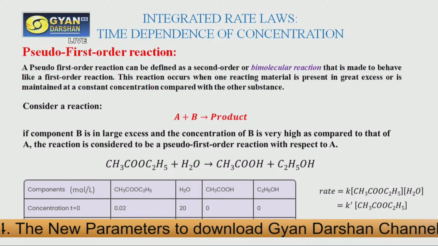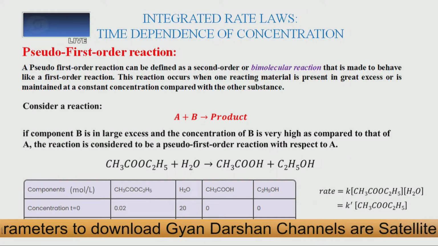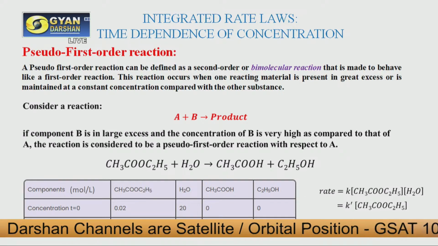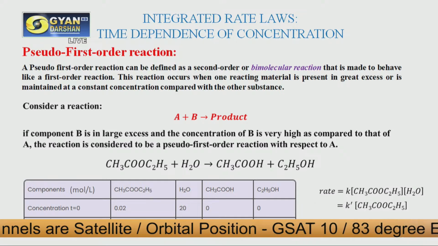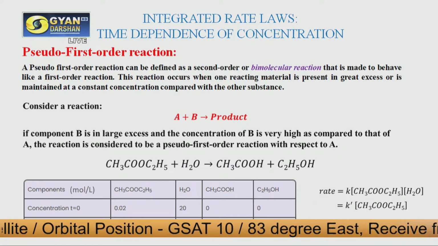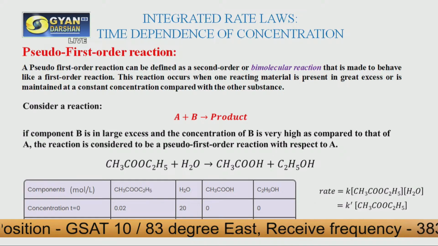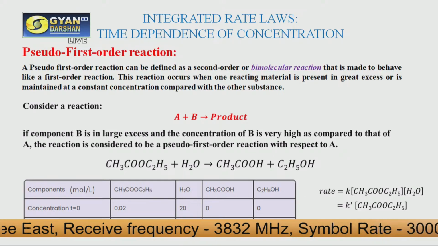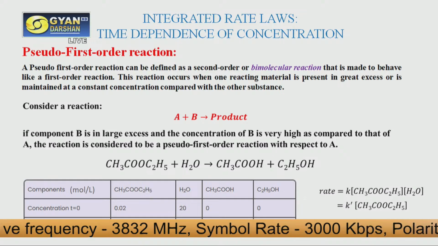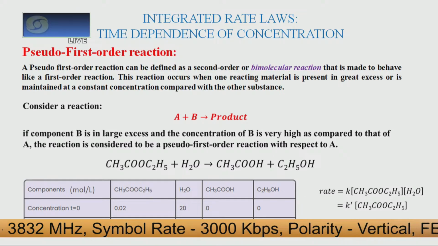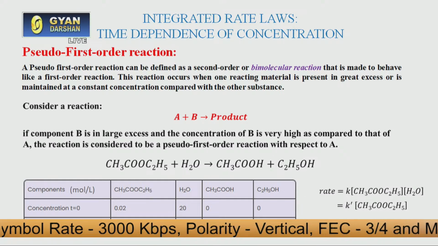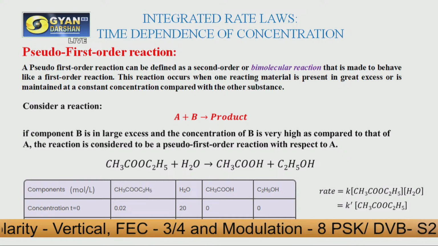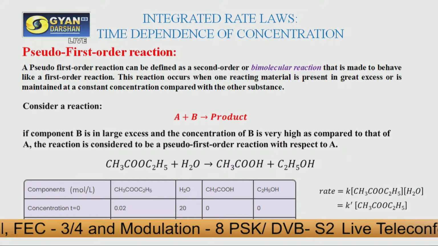Simply, consider the reaction A plus B which gives the product. If component B is in large excess and the concentration of B is very high compared to that of A, the reaction is considered to be pseudo first order with respect to A, or vice versa. Meaning if component A is in large excess and the concentration of A is very high compared to B, then this reaction is considered pseudo first order with respect to B.